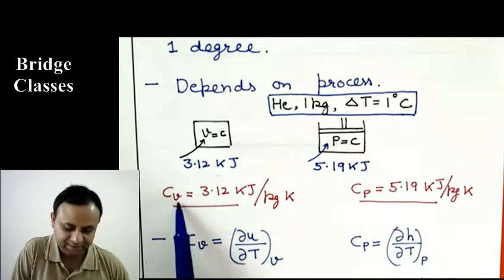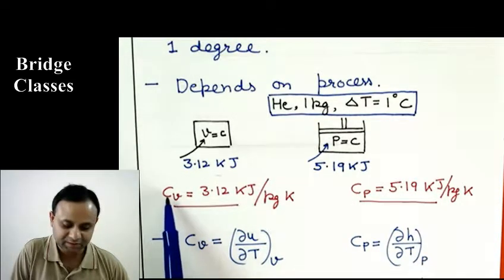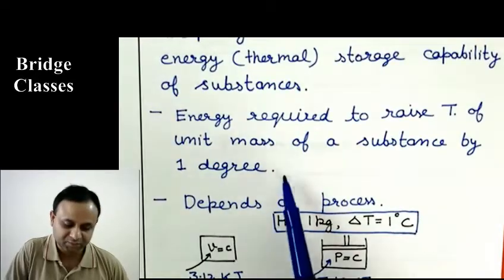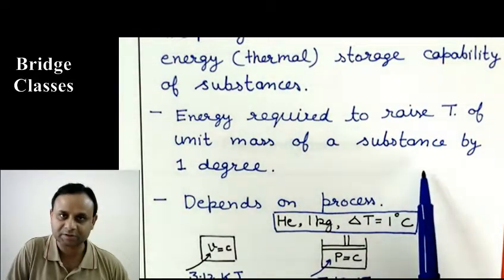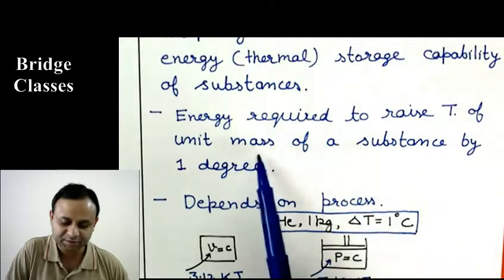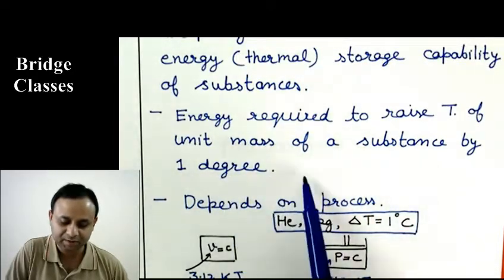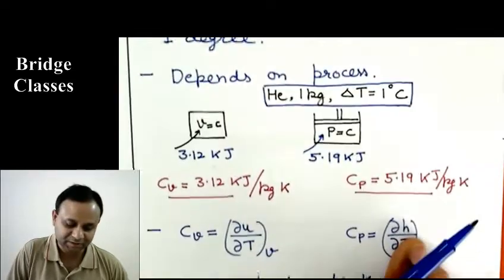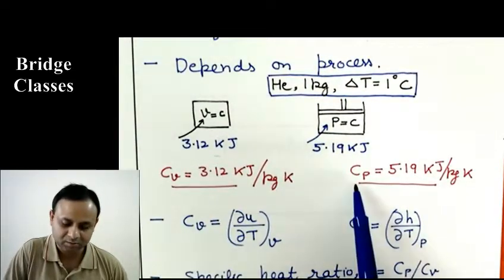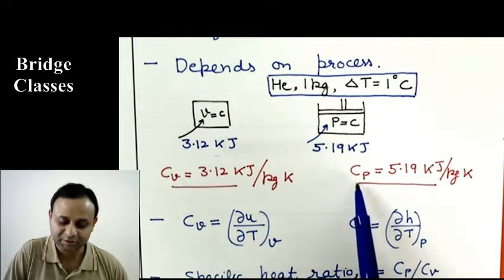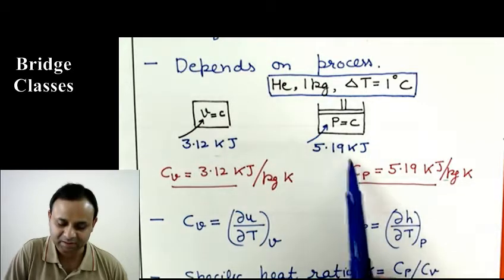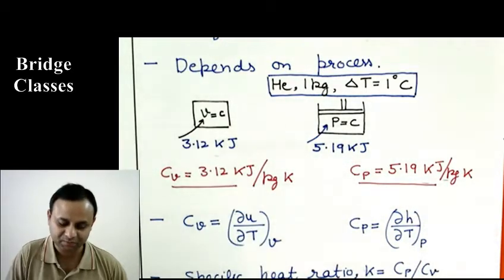We write that as Cv. This is specific heat at constant volume. Okay. And if the process is a constant pressure process, we are doing the same thing, increasing temperature of unit mass by 1 degree, but at constant pressure, then the specific heat is called specific heat at constant pressure. We indicate that as Cp. So this is specific heat at constant pressure, and this is the number for helium as we considered here.